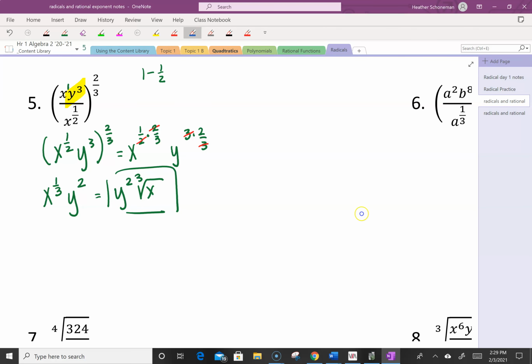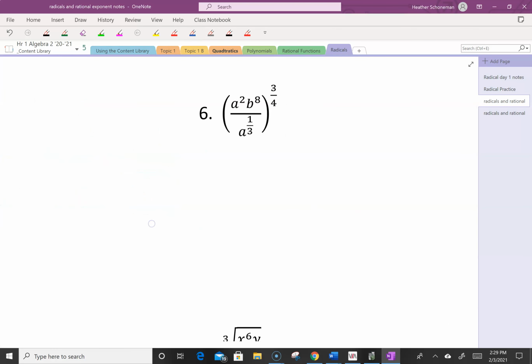All right, let's try this again on number 6. I'm going to simplify inside the parentheses first and then do power to a power. There's no other b's to work with, so I'm just going to work with the a's. So because this is division, I'm going to subtract my exponents. So I have 2 minus 1/3. Well, to be able to do this, I need common denominators. So this is 6/3 minus 1/3, so I get 5/3.